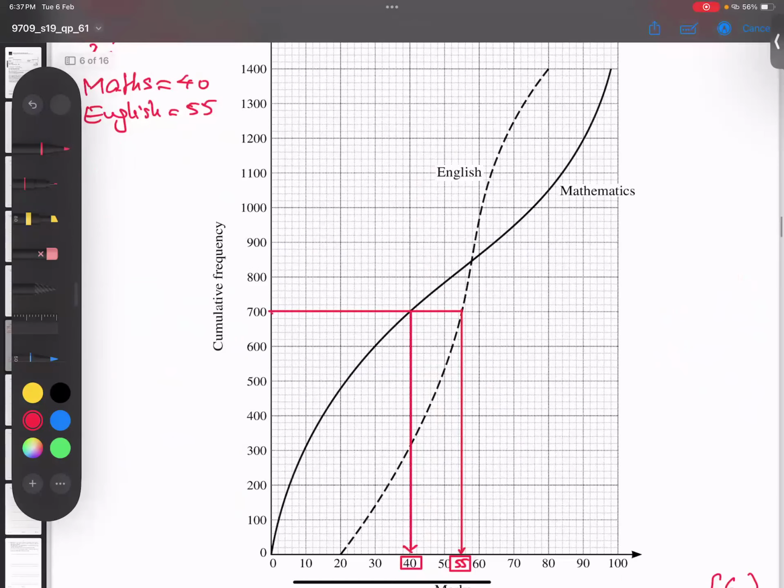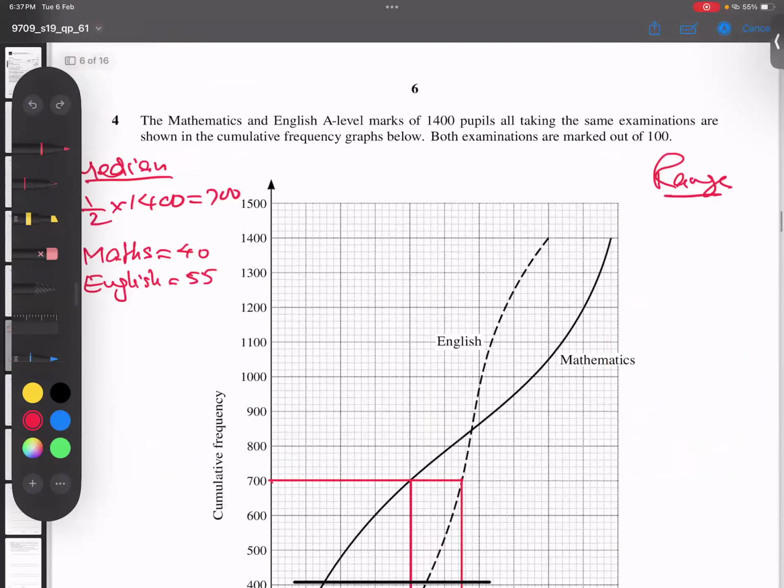Range for mathematics: the highest value is 98, and the lowest value is 0. So 98 minus 0, I can find directly. The range of mathematics is very simple: 98 minus 0 is 98.